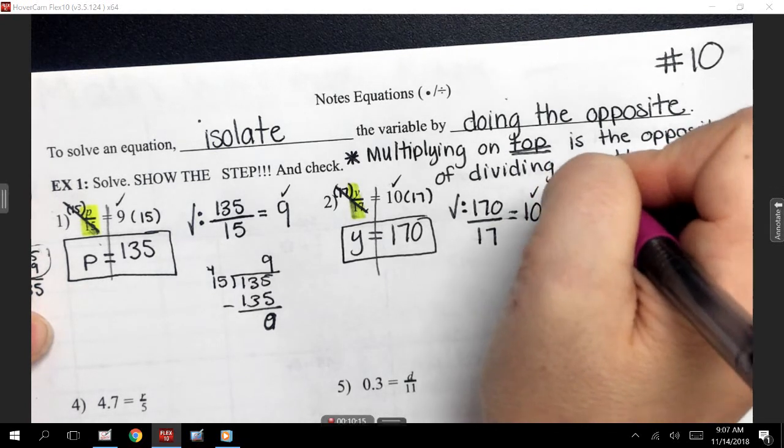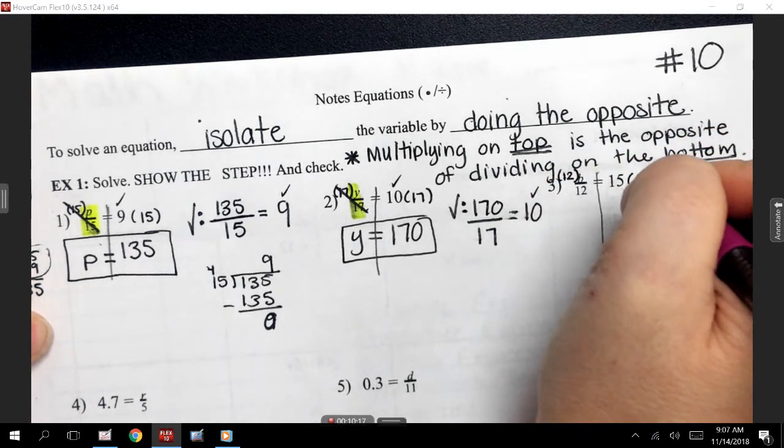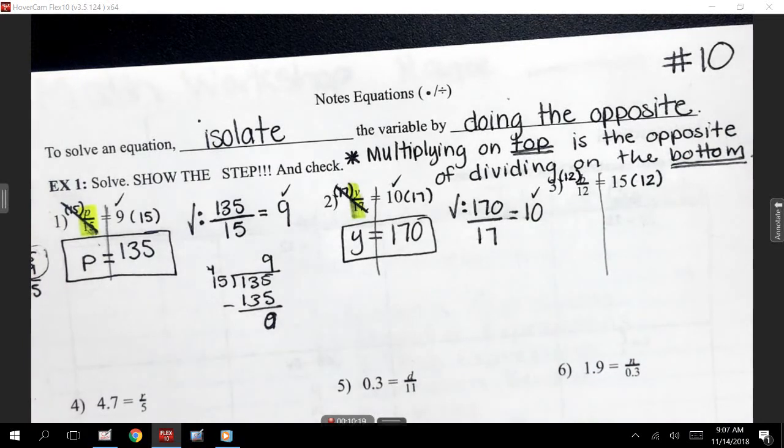So parentheses 12 next to B and parentheses 12 next to 15. Right? Guys, it's really important when you're multiplying, it's next to the letter. Okay? Because when I'm dividing, it's under the letter, right? So everything has to be around the letter for these.